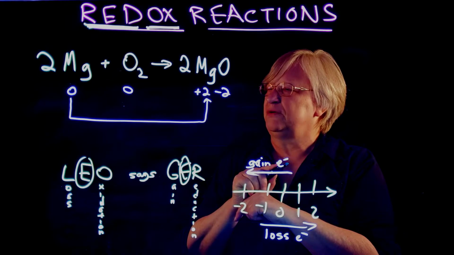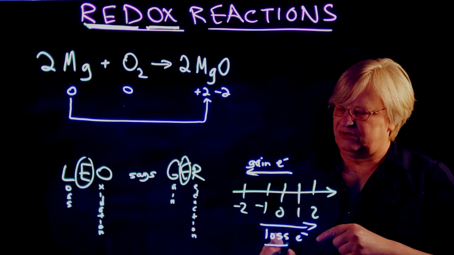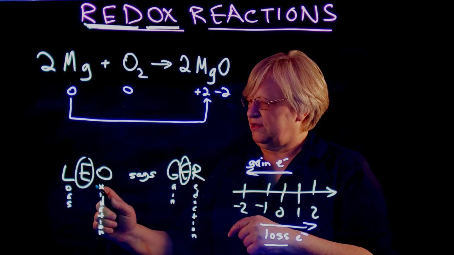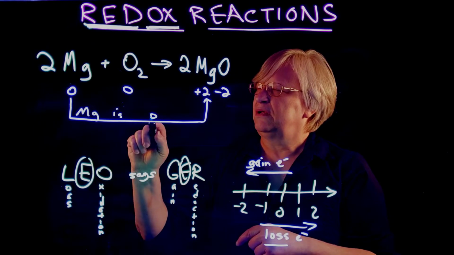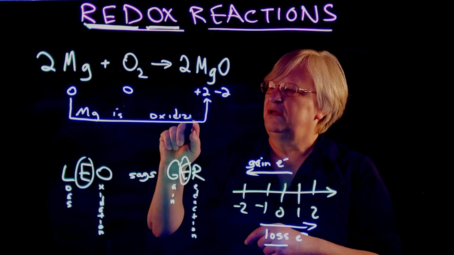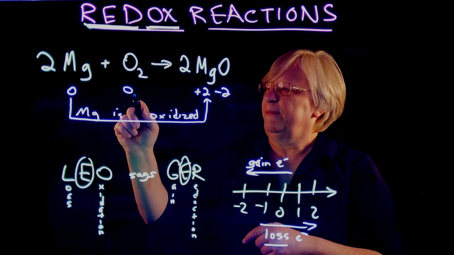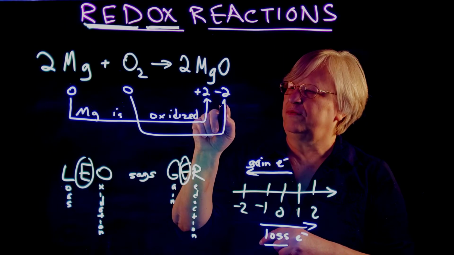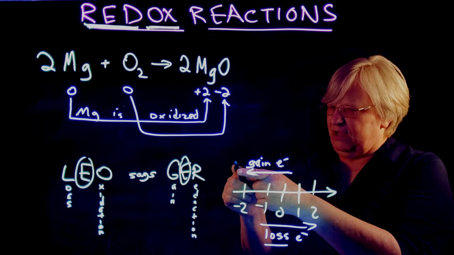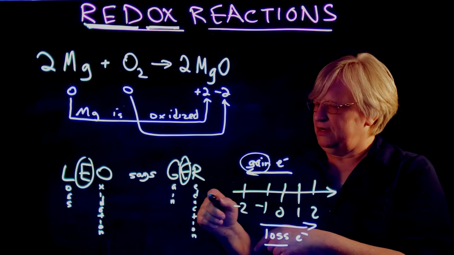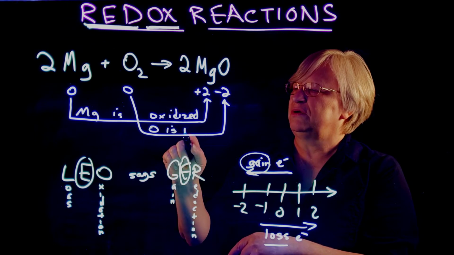Magnesium is changing from 0 to +2. Which direction is he going? He's getting more positive, so therefore he's losing electrons. And loss of electrons is oxidation, so we can say, oh look, magnesium is oxidized. Going from 0 to +2, that's oxidation. Oxygen is going from 0 to 2-, and so that is going in the negative direction. That's a gain of electrons, right? So gain is reduction, so we can say oxygen is reduced.